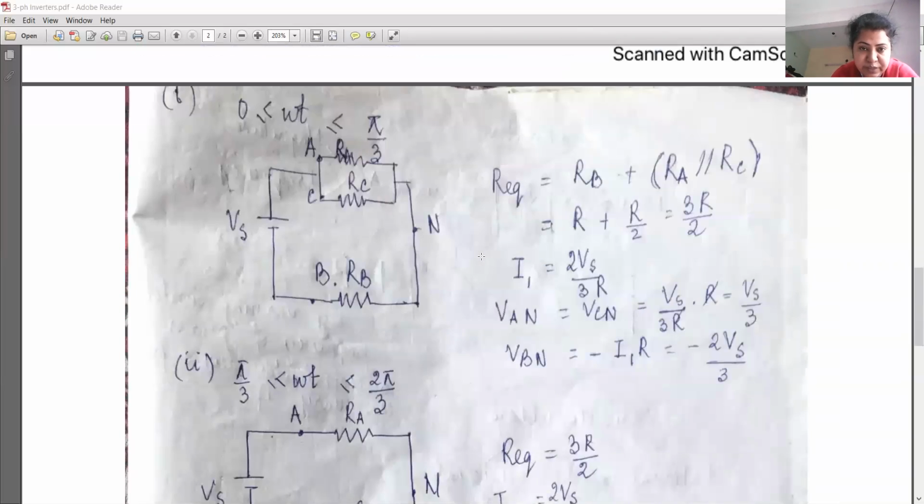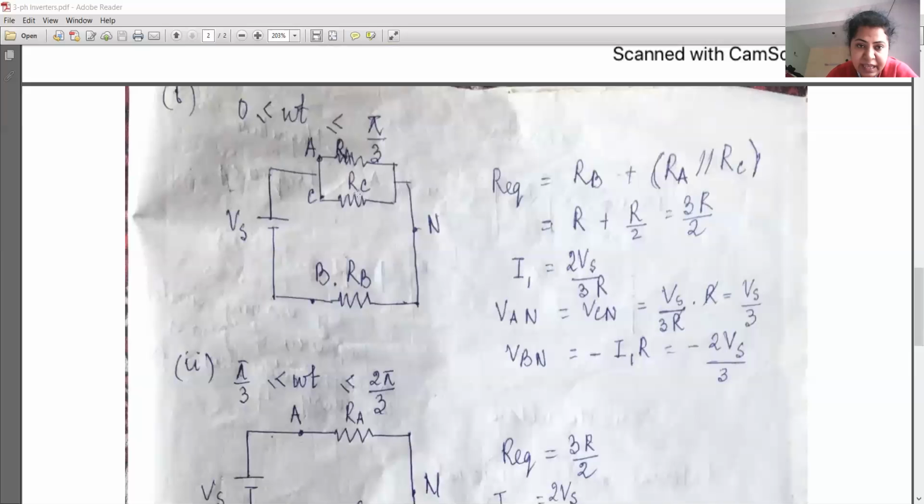Now we will go to this equivalent circuit. For the interval omega t greater than or equal to 0, less than or equal to pi by 3, we have seen that A and C were connected to the positive terminal and B was connected to the negative terminal. Now, RA, RC, RB, we've considered as a balanced load. All the values of the resistances are equal to R.